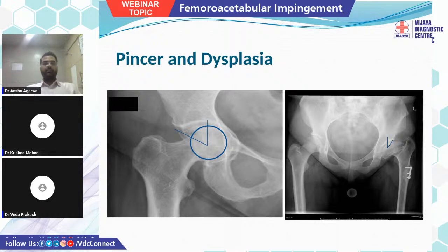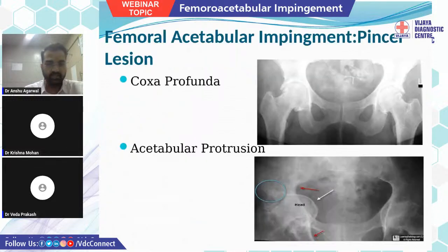Now, if that angle is more than 40 degrees, this suggests that there is overcoverage of the acetabulum, and if that angle is less than 20 degrees, it suggests that there is undercoverage of the acetabulum, and maybe some acetabular dysplasia is there.